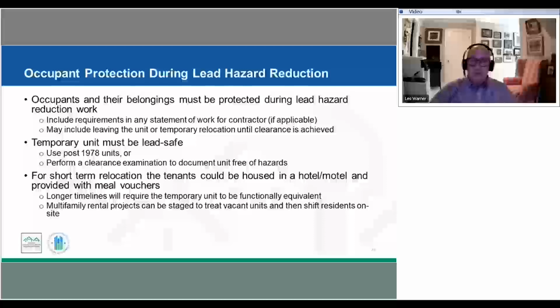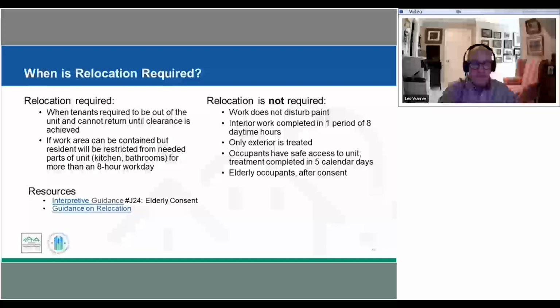So sometimes we might be shifting a few units at a time into vacant units on your property that you'd already determined to be lead safe as part of that. So some planning, particularly on larger scale multifamily projects. So we have to relocate when we can't leave that tenant in that unit safely while we're going to complete the work and attain clearance.